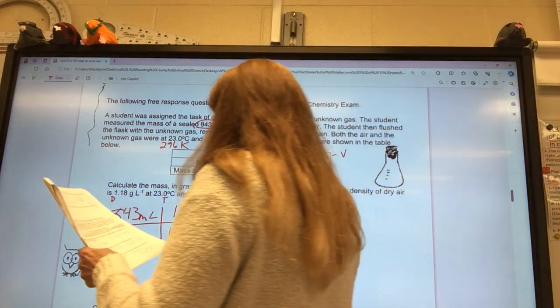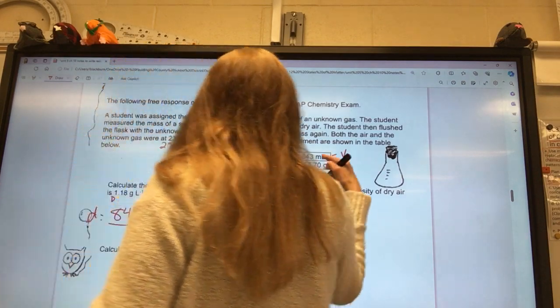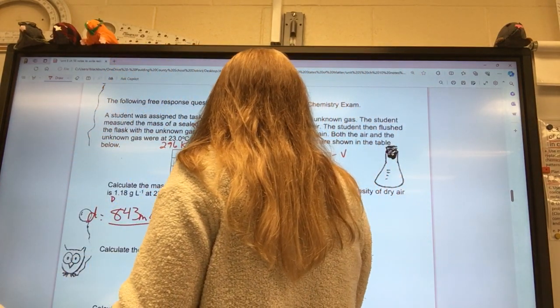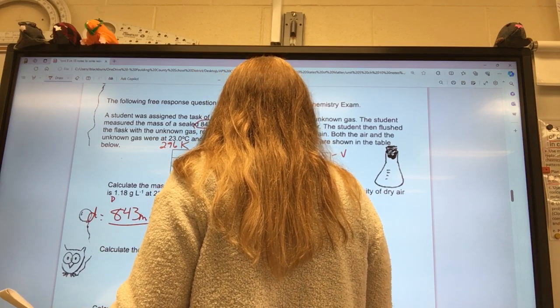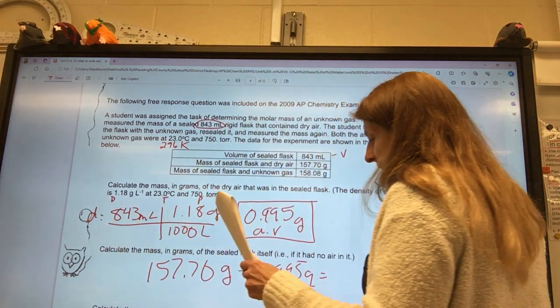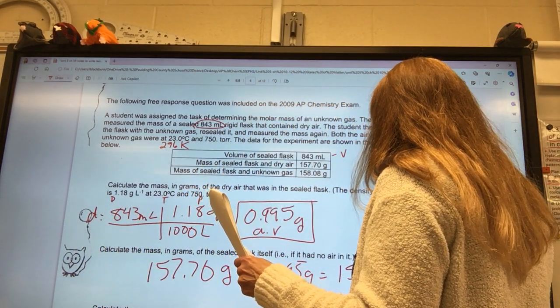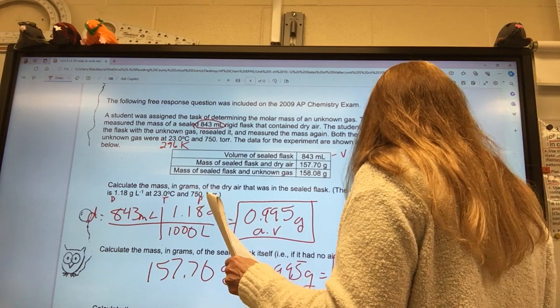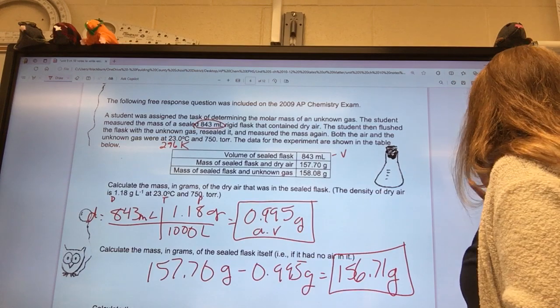Subtract, okay? So we're going to do 157.70 from right there minus 0.995 grams equals 156.71 grams. Put a box around it. Okay, now why do we want that? You'll see.